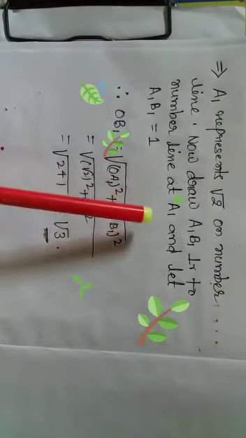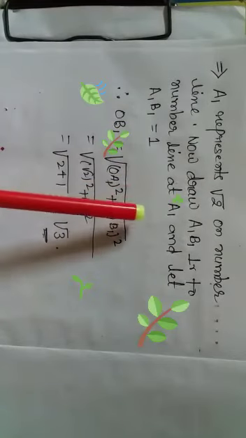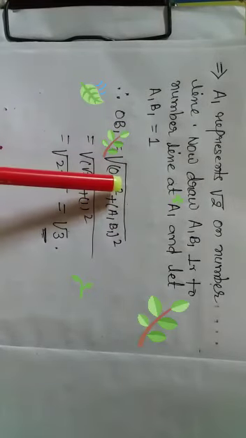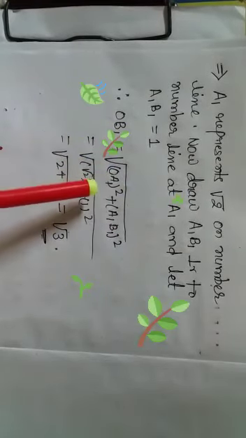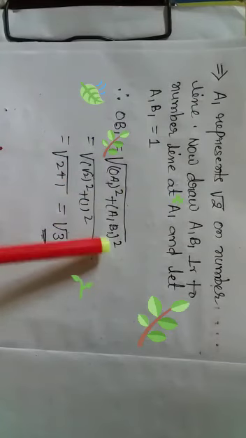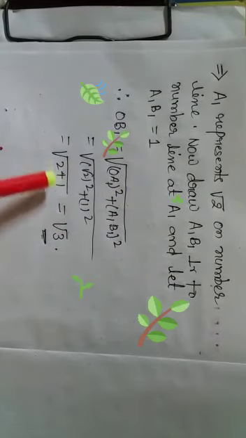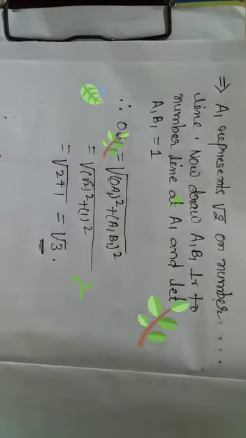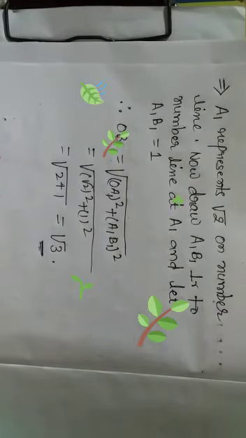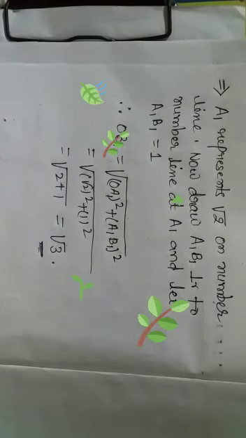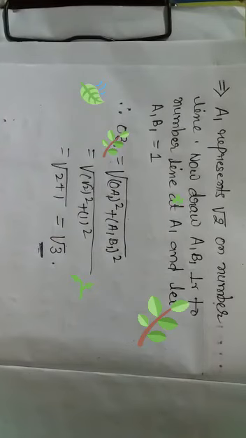Now draw A1 B1 perpendicular to the number line at A1 and let A1 B1 be equal to 1. So here OB1 squared is equal to OA1 square plus A1 B1 square. So root 2 square plus 1 square, 2 plus 1, is equal to root 3. So similarly by following the same step, we will be able to get the value of root 4, that is 2, and root 5. Hope you have understood this.